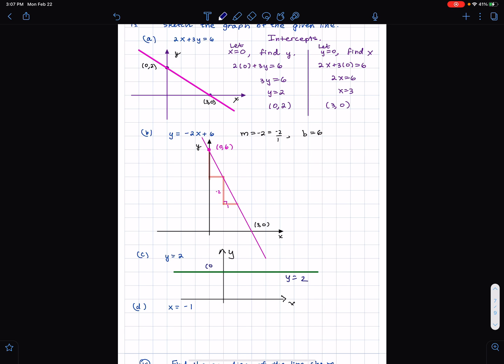It passes through the point (0, 2). All the y coordinates are 2. That's how you write a horizontal line. You write it as y equals a number.